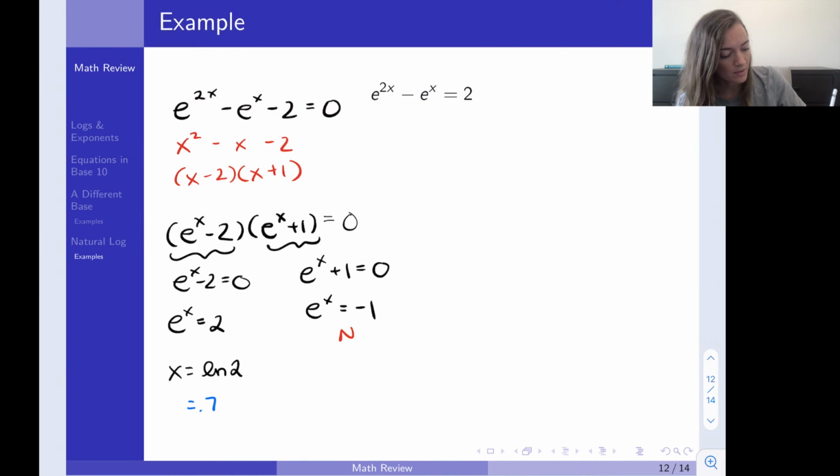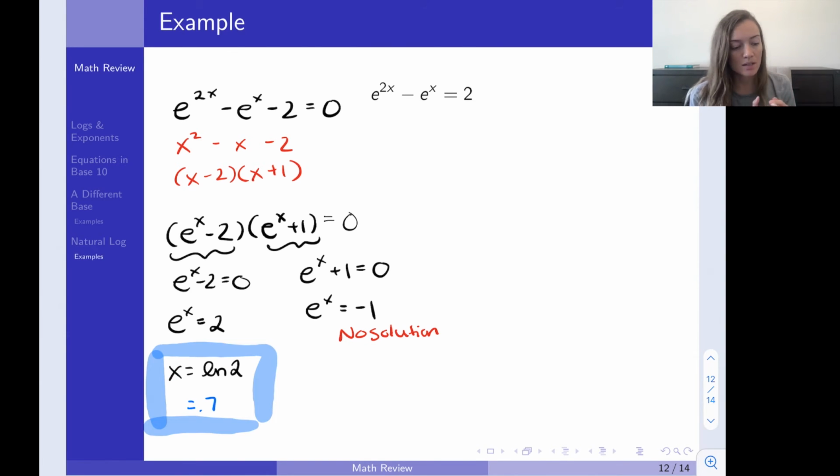So I have no solution from this factor because there's no value of x that will make e to the x equal to -1, right? We did that, we covered that in our previous video. So there's no solution here. So there's only one solution, which is x is equal to ln 2, and that is our answer.